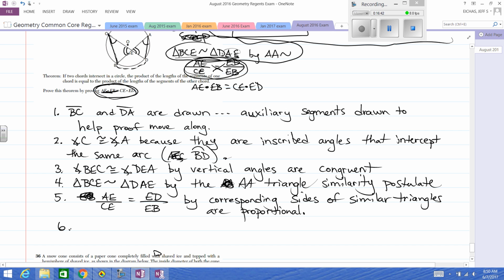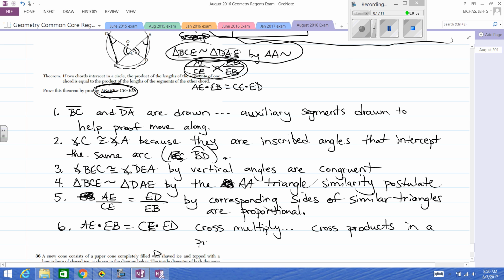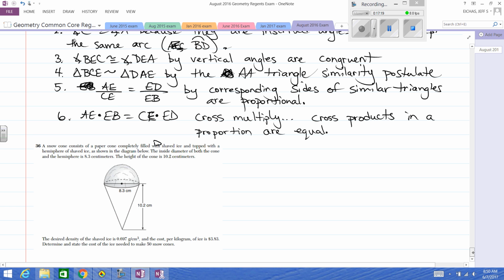Now, number 6, we're going to get AE times EB equal to CE times ED. Now, we're going to say cross multiply, but that's kind of loose. The cross products of a proportion are equal is probably better. Okay, so I'll just write both. Cross multiply will be enough, I hope, that my students can get that. Really, it should be cross products in a proportion are equal. It's a little bit more mathematically sound.